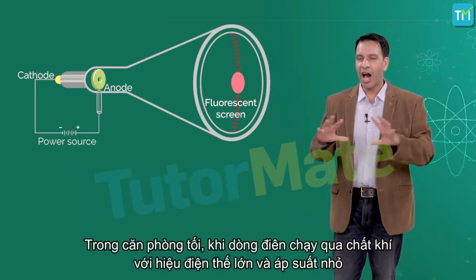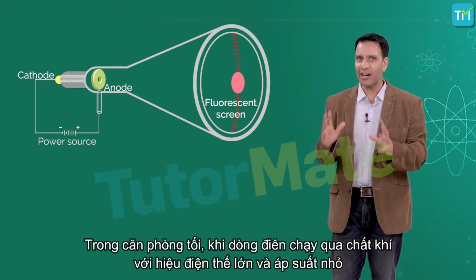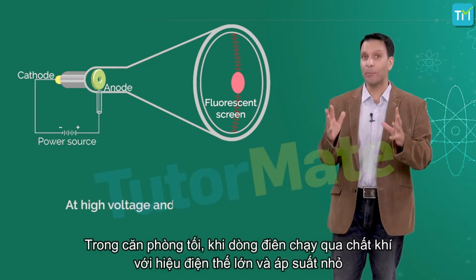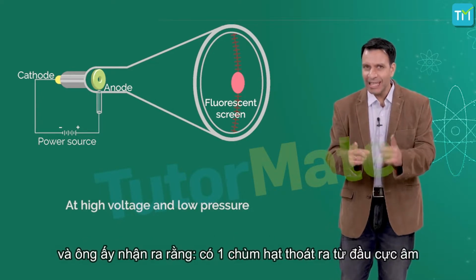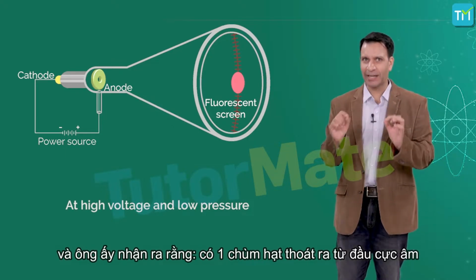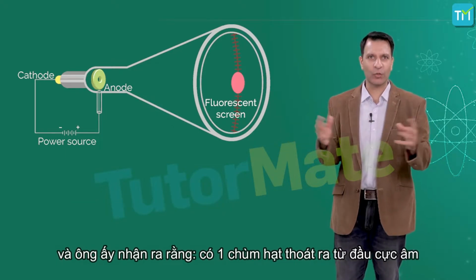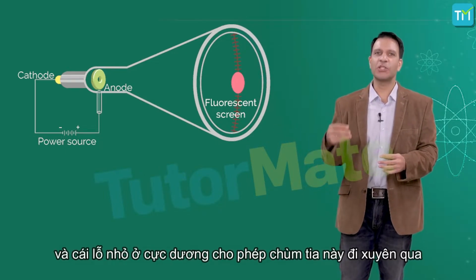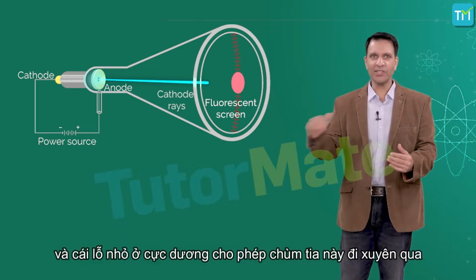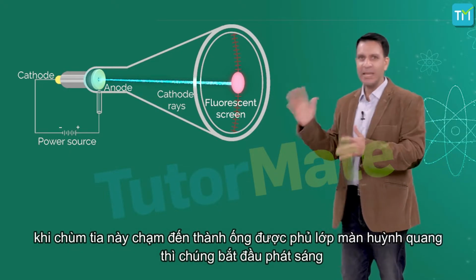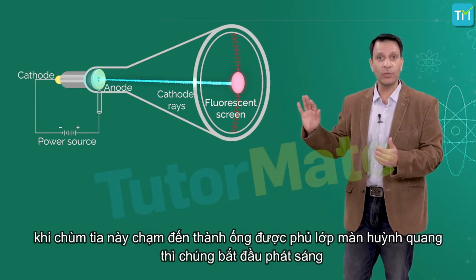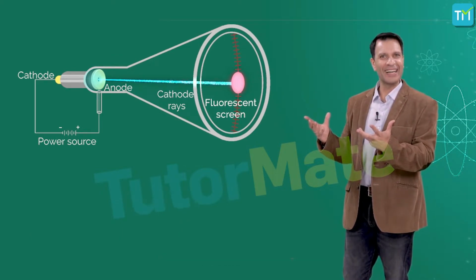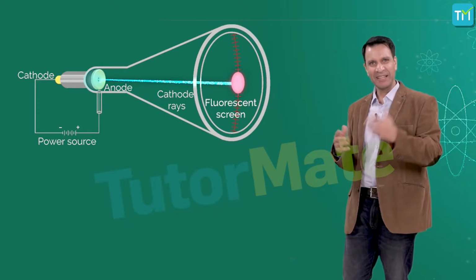So, in a dark room, when an electric current is passed through a gas at high voltage and low pressure, he found out that a stream of minute particles is let out by the cathode, and the small hole on the anode allowed this beam of light to pass through it. And when this beam struck the wall coated with fluorescent material, it started to glow. Wow, that's fascinating, wouldn't you say?